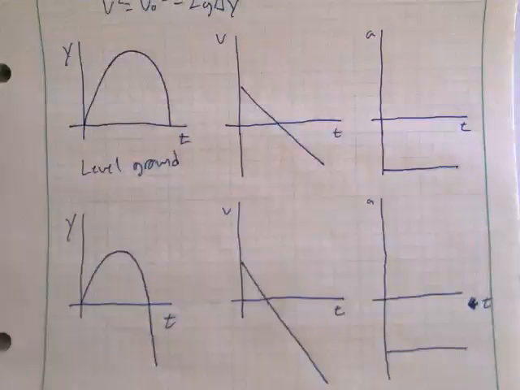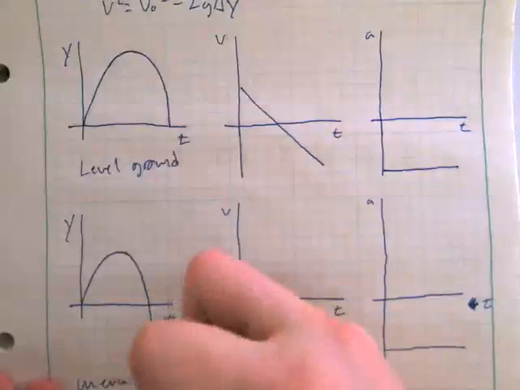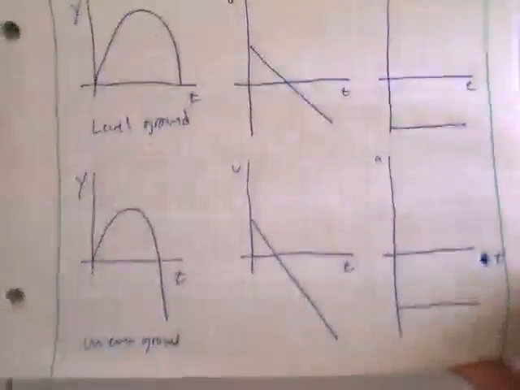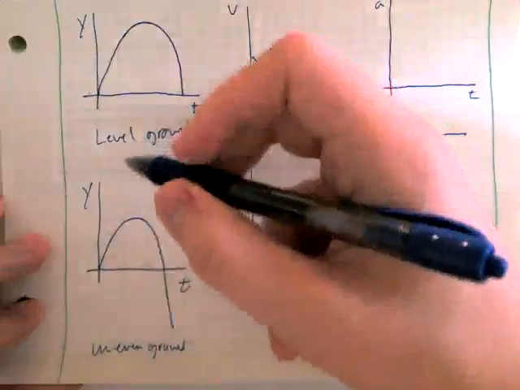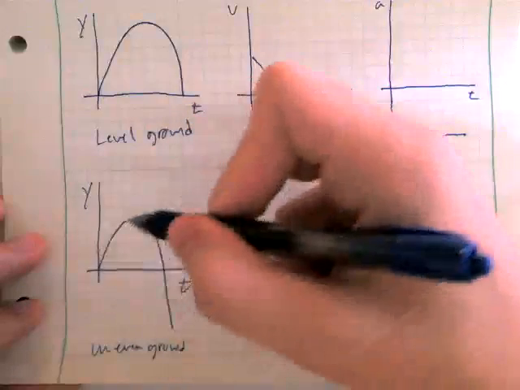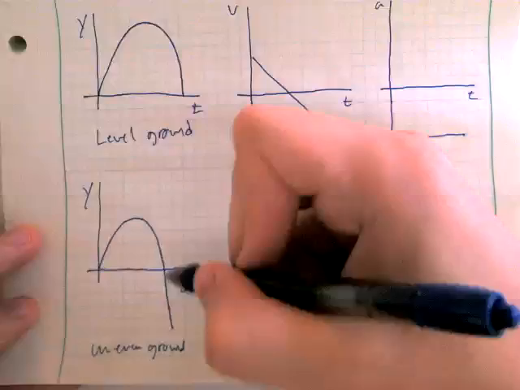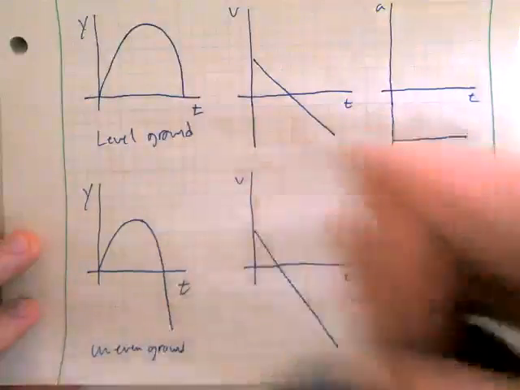So if I were to throw it on uneven ground, again, you can imagine this as we're standing at the top of a cliff. We throw something straight up right at the edge of the cliff. It goes up to its highest point. It passes back to where we are standing at the edge of the cliff, and then continues to fall down the side of the cliff. It'll just move like this, right?